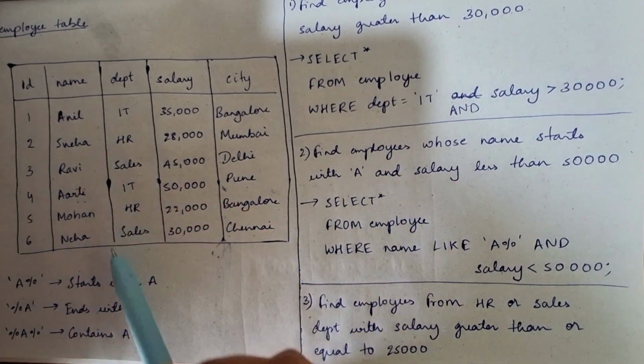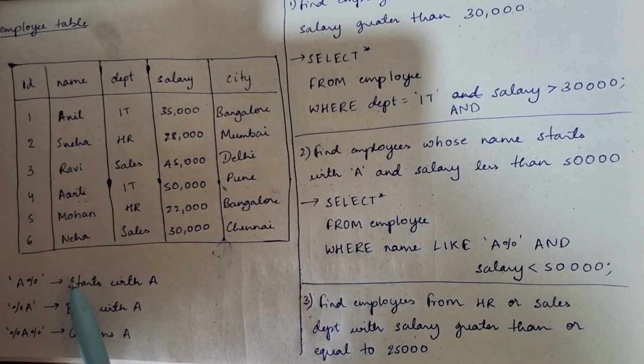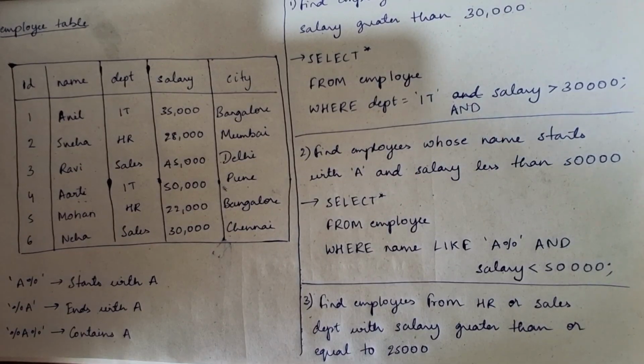And guys, please remember this. The percent symbol represents any number of characters. For example, A% means the string should start with A. %A means the string will end with A. %A% means the string contains A anywhere. So guys, like is very important in interviews for searching patterns. So please practice it properly.